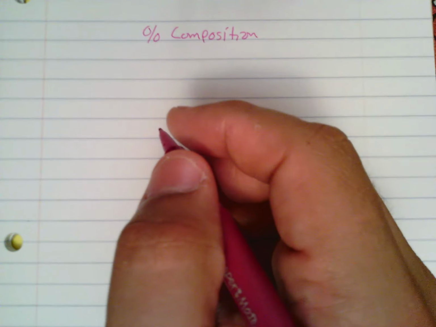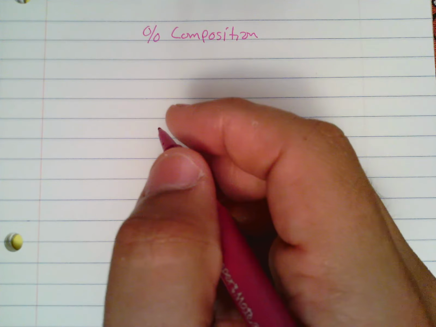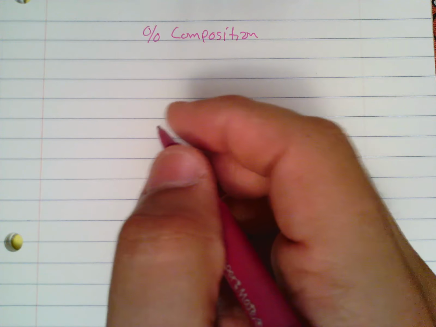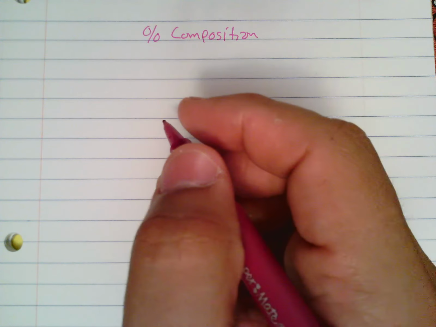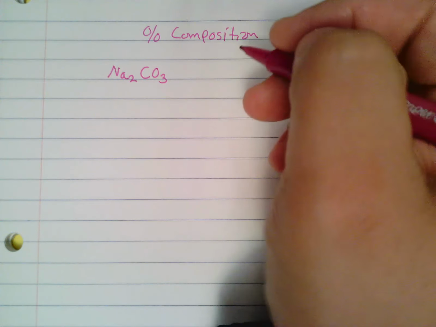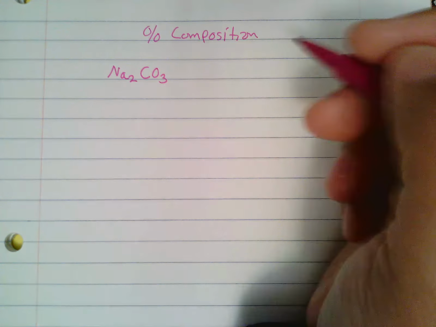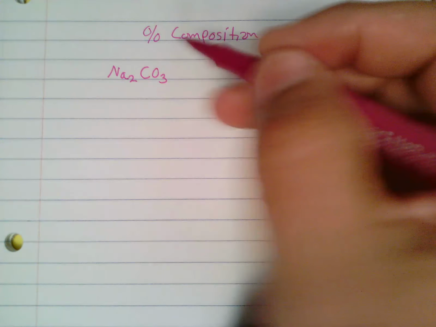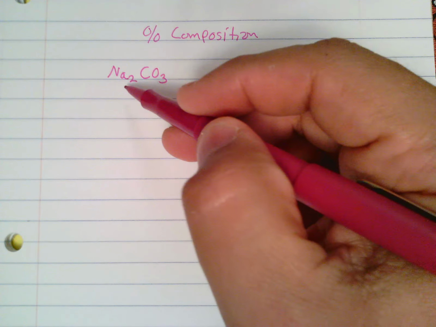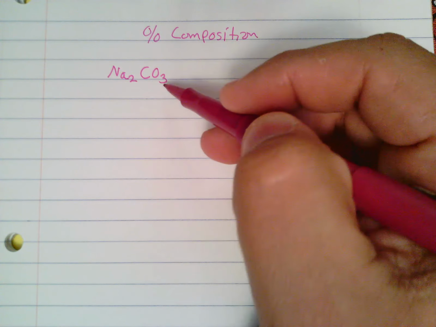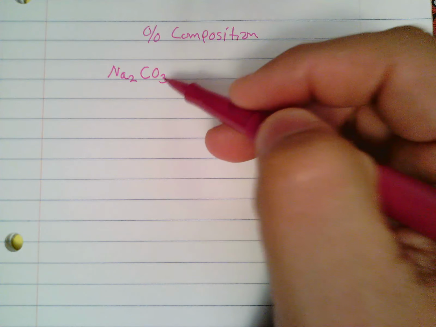Okay, so our next video is going to be about how to calculate percent composition. In this case, we're going to be talking about a compound of sodium carbonate, which is Na2CO3, an ionic compound. Basically what we want to do here is figure out what percent is it of sodium, of carbon, and of oxygen. So to do this, we need to separate them out.